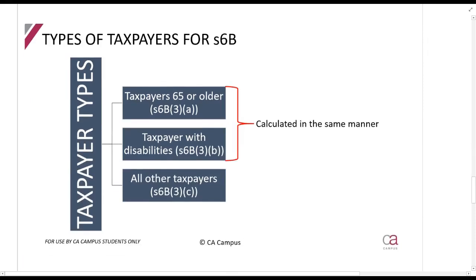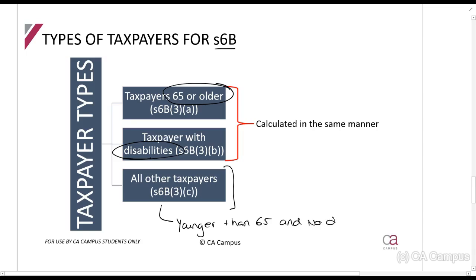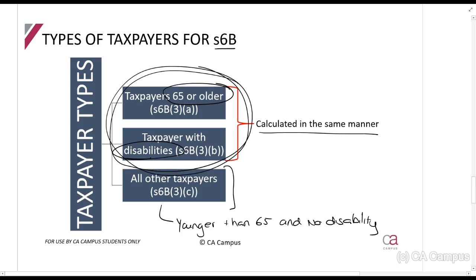Now, how does it work, guys? They distinguish between 3 types of taxpayers for Section 6B. They talk about taxpayers who are 65 years or older, taxpayers where there's a disability, and then all other taxpayers. So these will be people younger than 65 and no disability. Now, the nice thing about it is that there are 2 formulas. The taxpayers who are 65 or older and the taxpayers with disabilities get calculated in the same way. It's just this one which is different.